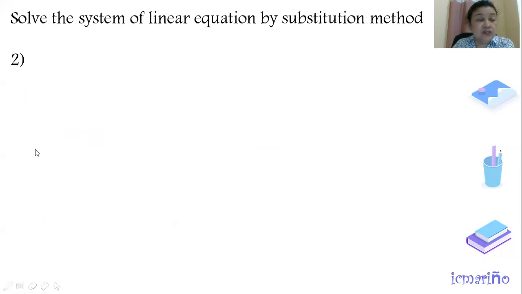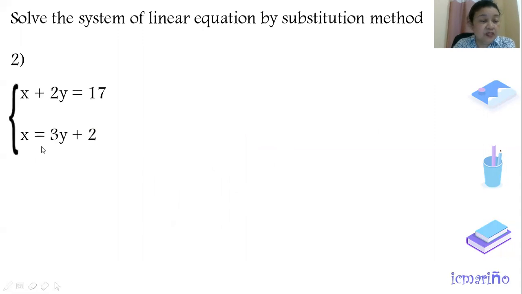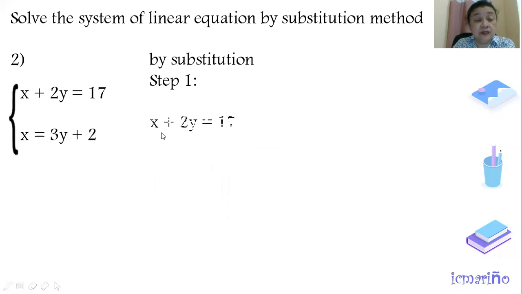Okay, next. Solve the system of linear equations by substitution method for this example. x plus 2y equals 17 and x equals 3y plus 2. So meron na tayong value ng x. So we can use this to substitute for the value of x here in equation 1. Okay. x plus 2y equals 17. And because our x equals 3y plus 2, we are going to substitute, and that will give us 3y plus 2 plus 2y equals 17.